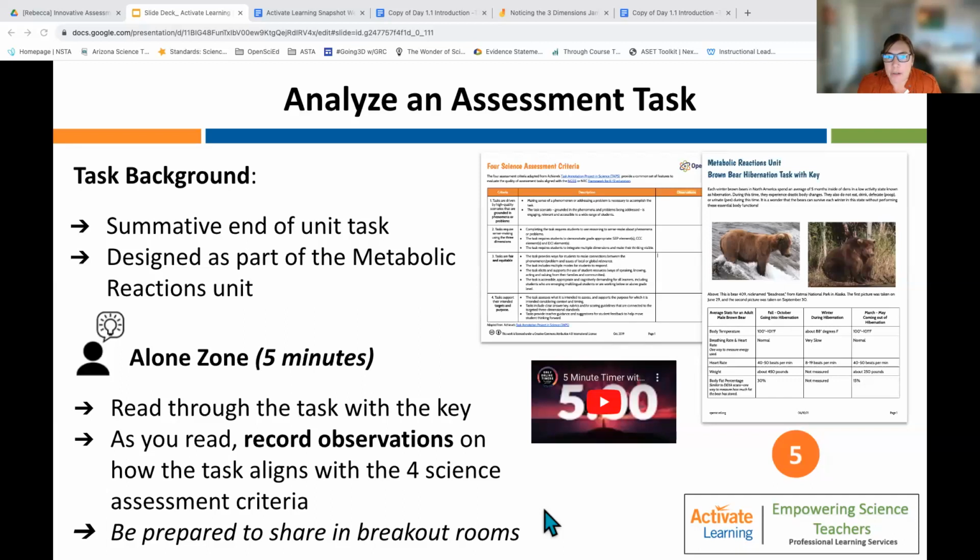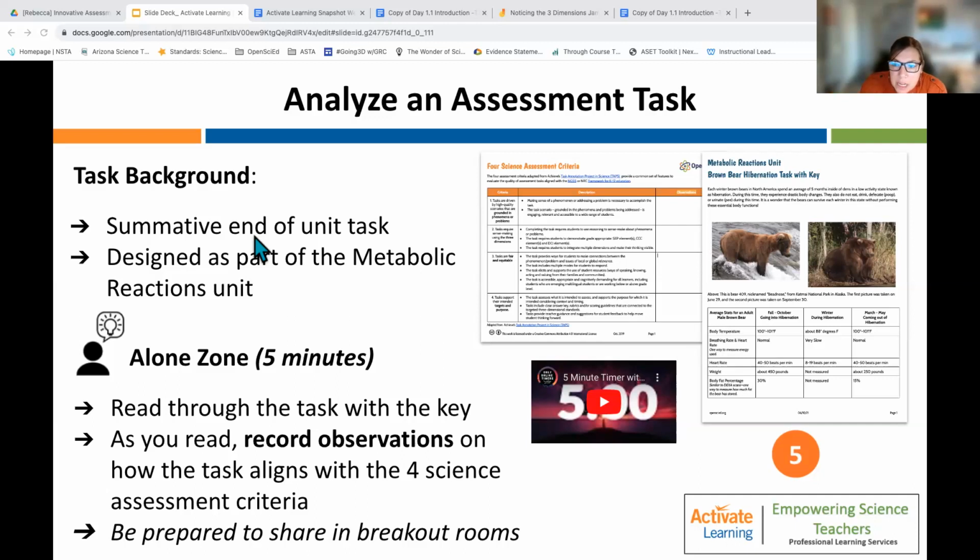What I've got for you today is the task that goes with the metabolic reactions unit. It's called the brown bear hibernation task. And we are going to spend some time in the alone zone. Here's how it works. For the background, we are looking at the summative end of the unit task that goes with this unit, which is unit 7.3 in OpenScience.